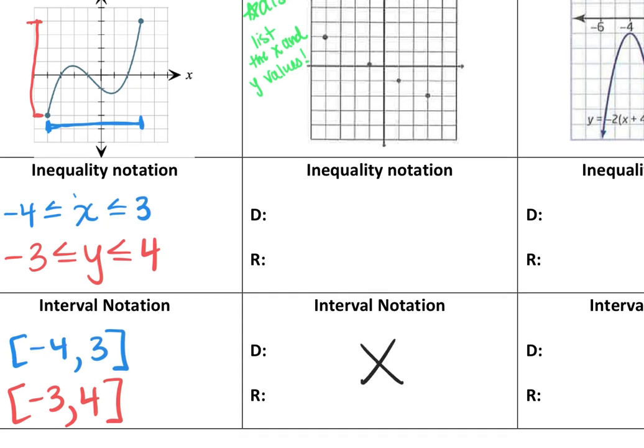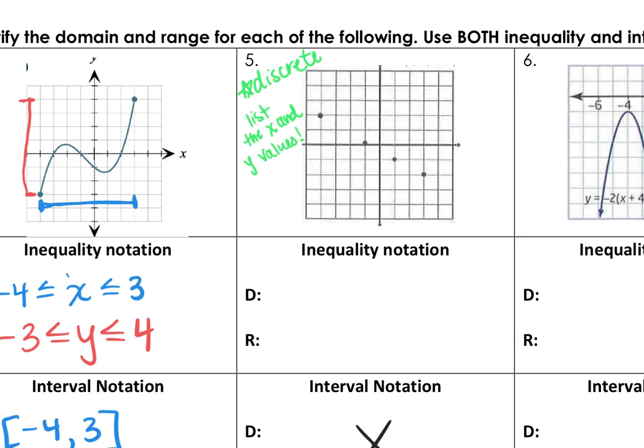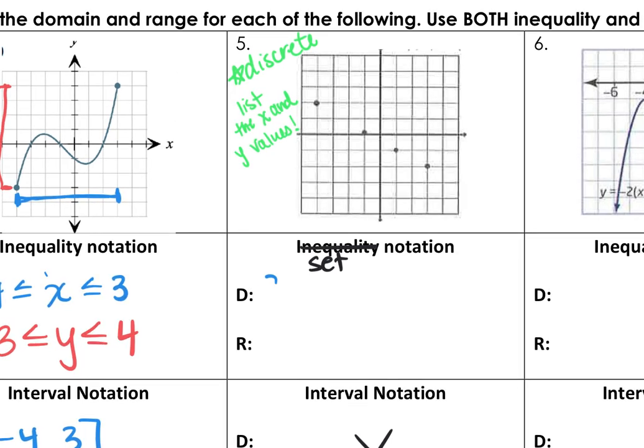This isn't even possible when we don't have continuous data. And then really this inequality, it's really just set notation because it's just a set of values. Okay? If it's discrete, it's just a set of values. So with a set, we're going to use the curvy brackets.